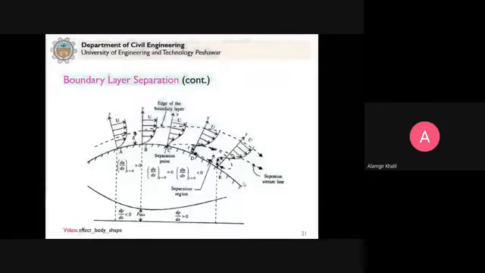But if you streamline the body, the boundary layer separation can be avoided, and you see that in this case the movement of the flat plate will be faster as compared to the other shapes that we saw in this video. So it means that when the body has a curved surface, the tendency for boundary layer separation is more likely.